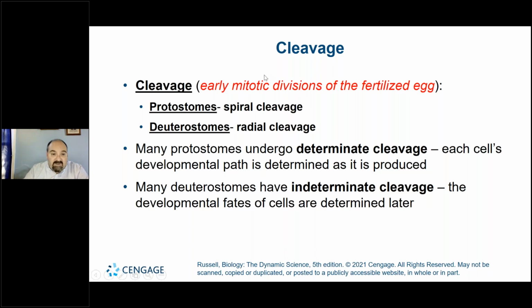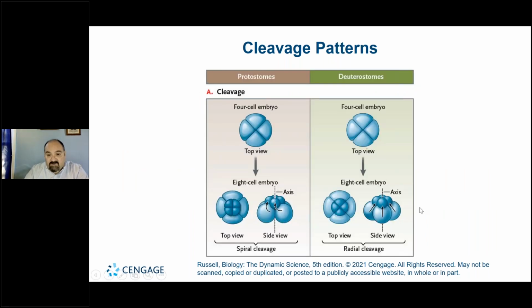So there's spiral cleavage for protostomes and radial cleavage for deuterostomes. This is just giving you an example and showing you the radial cleavage and the spiral cleavage. Just know that term and realize that's one of the examples of a difference between protostomes and deuterostomes.